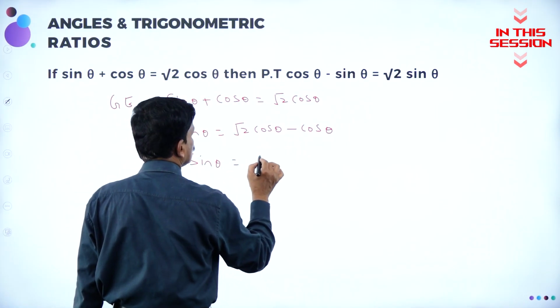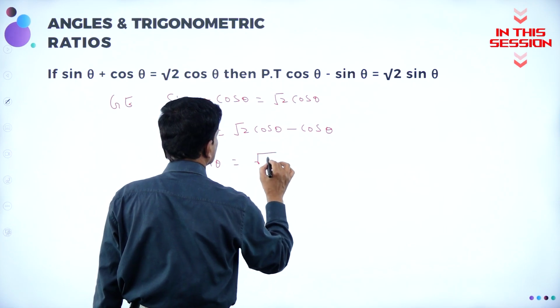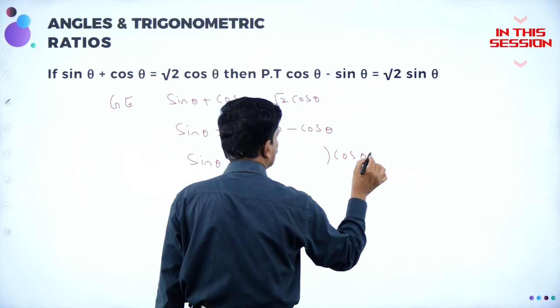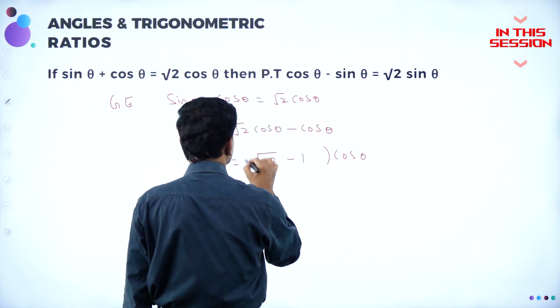Sin theta is also equal to, you can take the common factor. What is the common factor here? Cos theta is the common factor. If you take cos theta out, then this becomes root 2 minus 1.